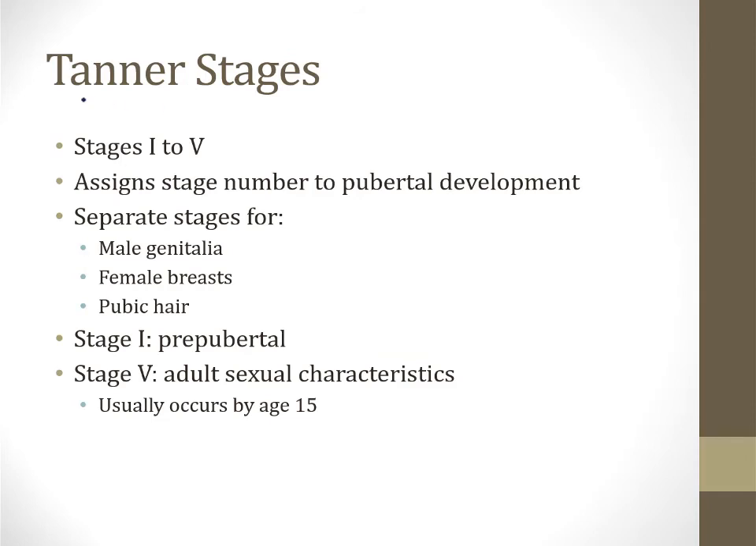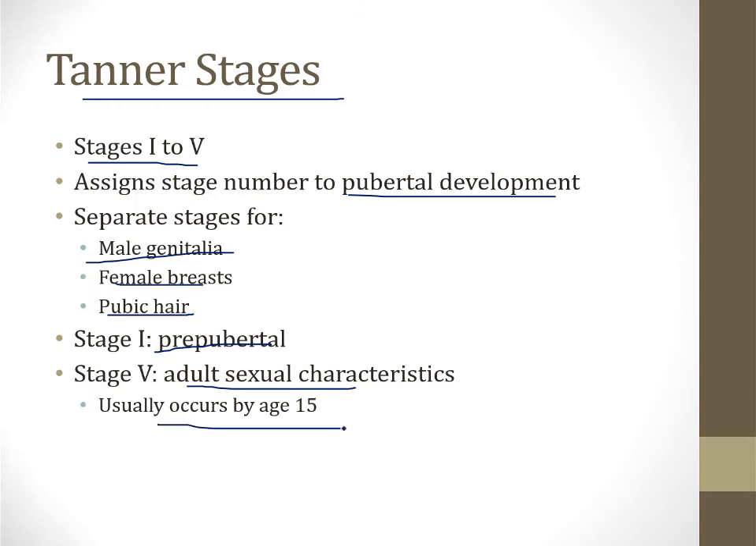Puberty can be described by Tanner stages. These range from Tanner stage 1 to 5, and this assigns a number to the pubertal development of the child. There are separate Tanner stages for the male genitalia, the female breasts, and the pubic hair. So for example, a child can be Tanner stage 1 for male genitalia or Tanner stage 3 for pubic hair. Stage 1 is prepubertal, so children who have not started puberty are always in stage 1 of the Tanner stages. And stage 5 is full adult sexual characteristics. This usually occurs in most children by age 15.